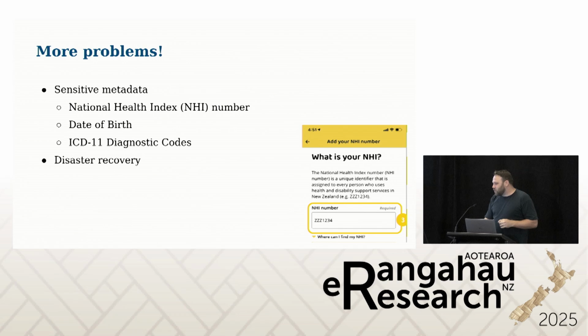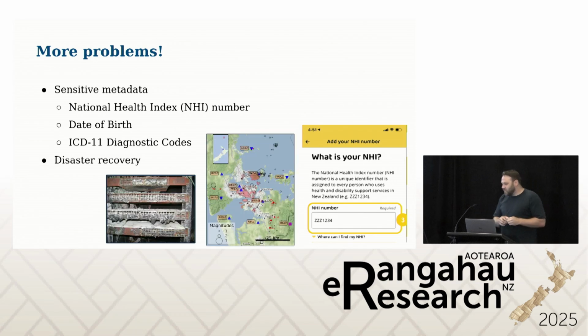Something else that was important, not just sensitive metadata, we wanted disaster recovery. So we've got a little image there, we're based in Auckland at the University of Auckland. That's a little diagram of all the volcanoes. What would happen if the worst happened and our data center caught on fire and burnt down?